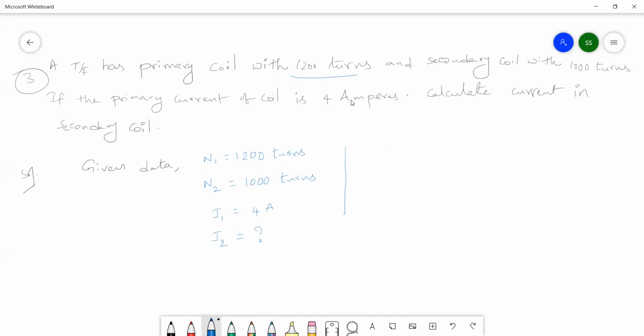Same, you need to go for current transformation ratio. What is that formula? K is equals to E2 by E1 equal to N2 by N1 equal to I1 by I2. So from this you can equate these two. That means N2 by N1 equal to I1 by I2. So what is N2? They given 1000, N1 1200, I1 4 amperes and I2 unknown. So will you calculate value of I2 now?